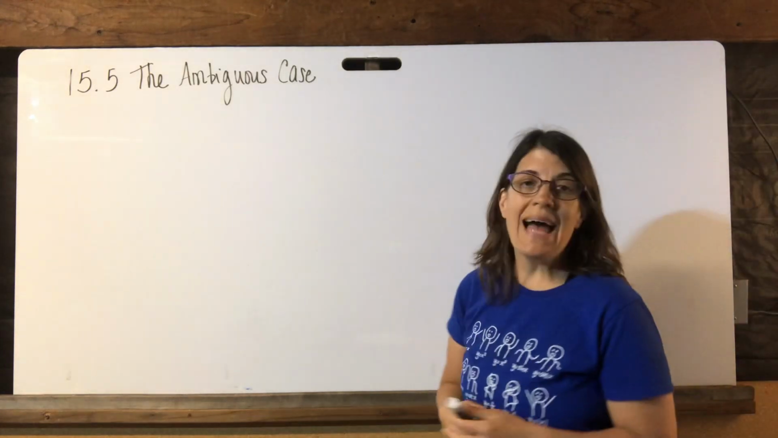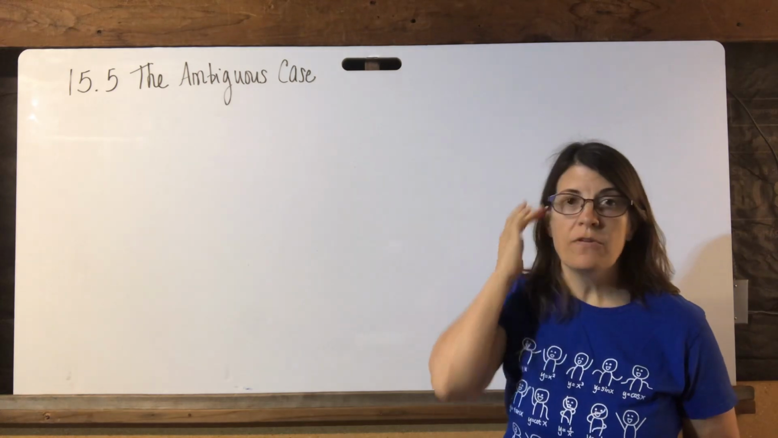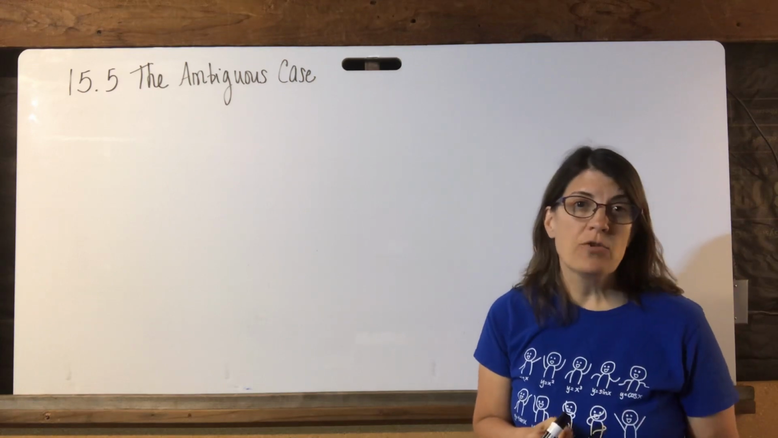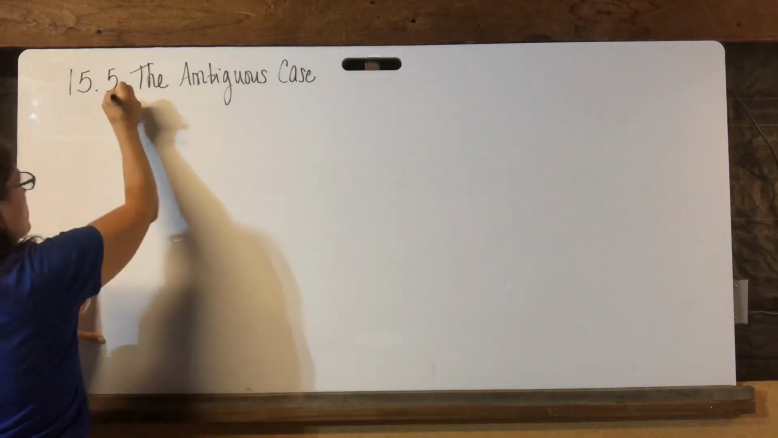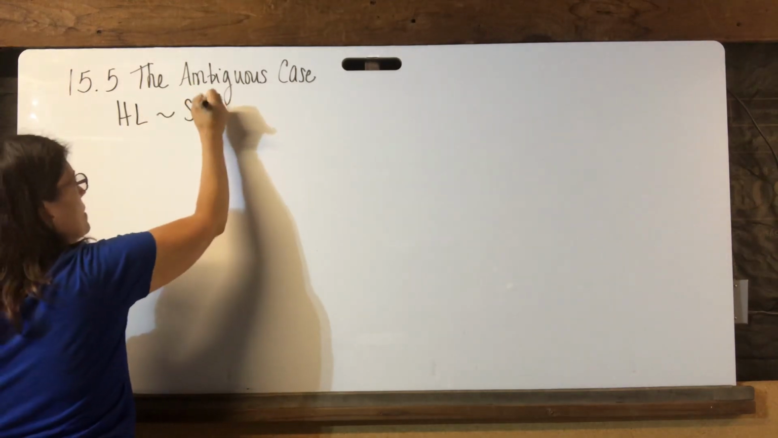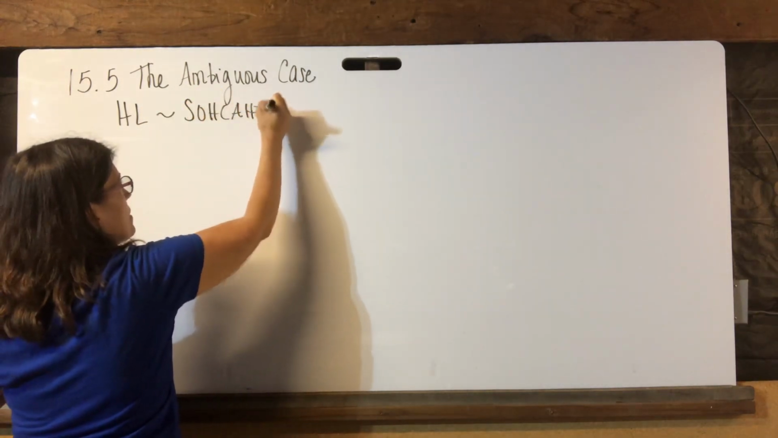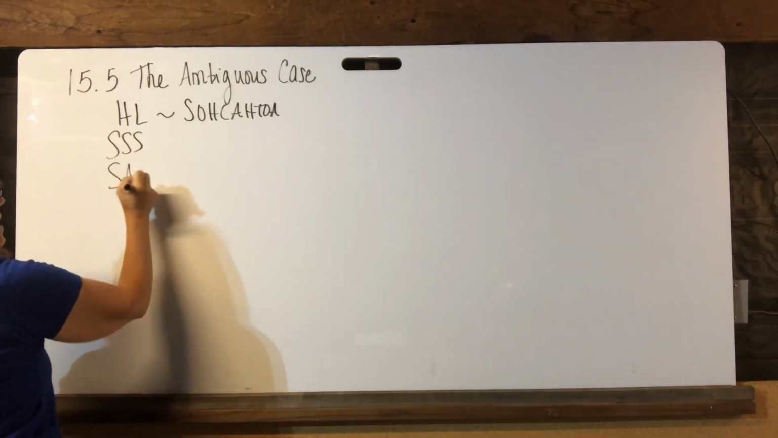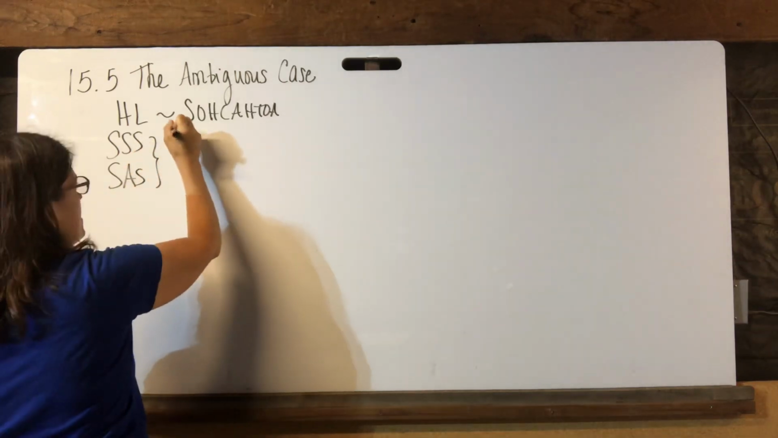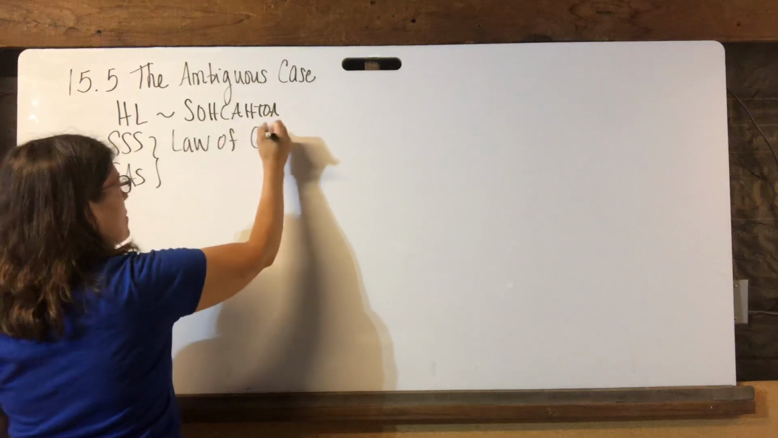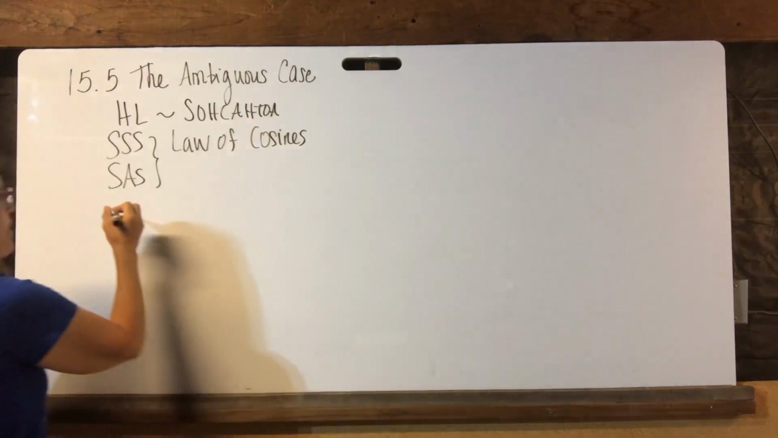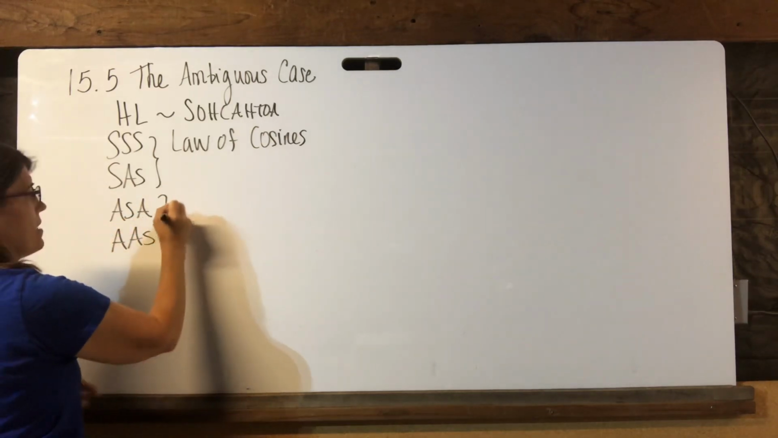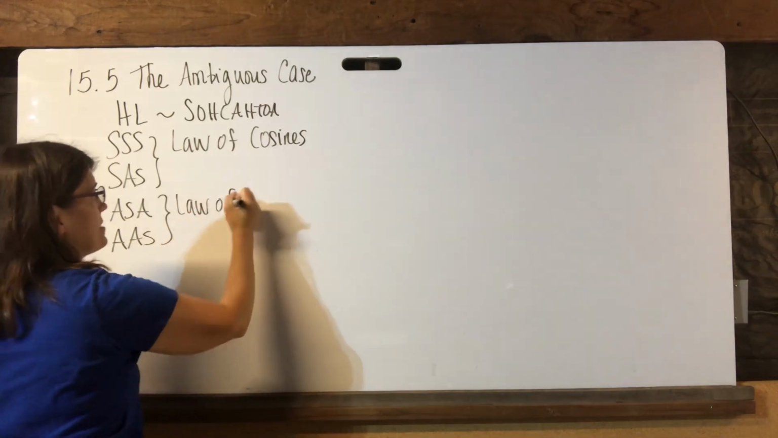We are moving on to the last section of chapter 15 that we're going to cover, and that is the ambiguous case. I had asked you in previous lessons to name the 5 methods of triangle congruency, and those were HL, which you use SOHCAHTOA, and then there was side, side, side, side, angle, side, which uses the law of cosines. And then there was angle, side, angle, and angle, angle, side, which was the law of sines.